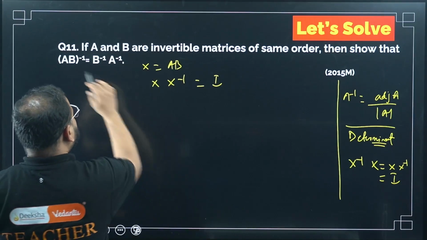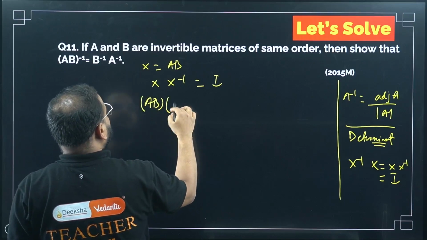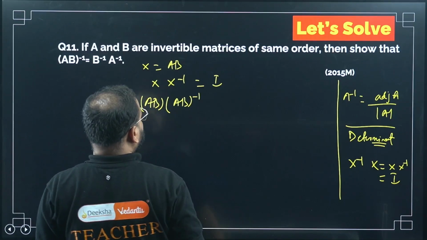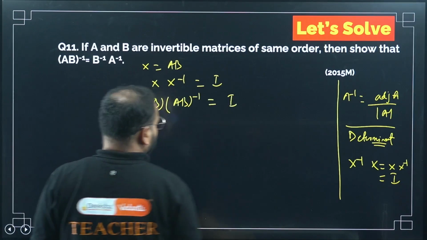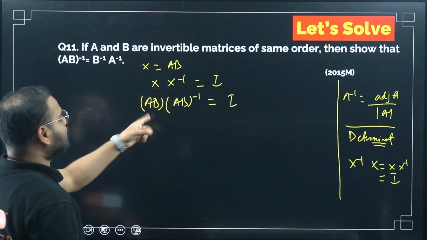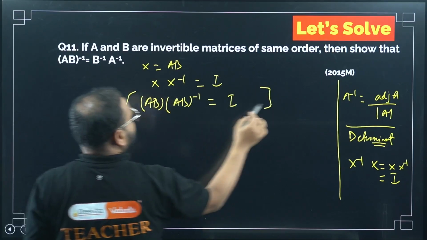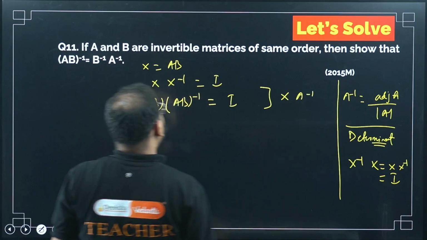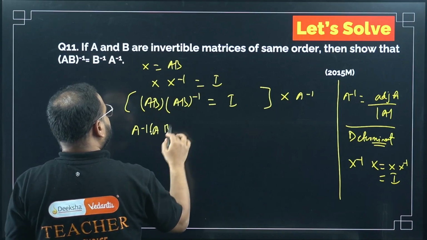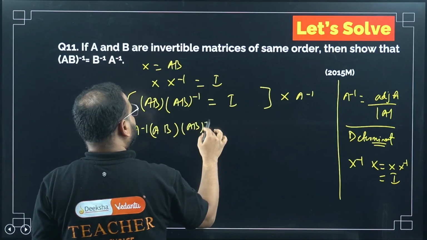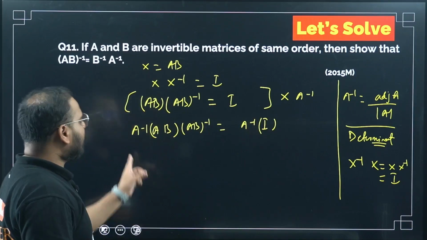Now write this X value. X is AB, multiplied with (AB) inverse, is equal to I. Now do one thing. Multiply A inverse to both sides. Take this and multiply both sides with A inverse. If I do that, what am I going to get? A inverse times A, B, (AB) inverse equals A inverse times I.